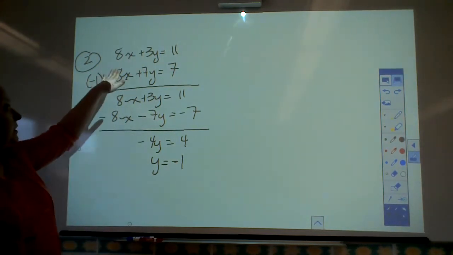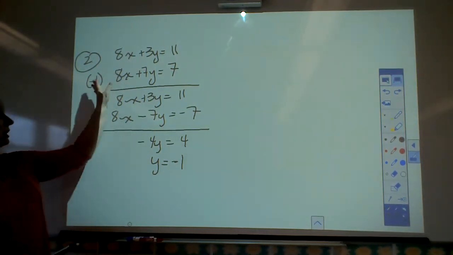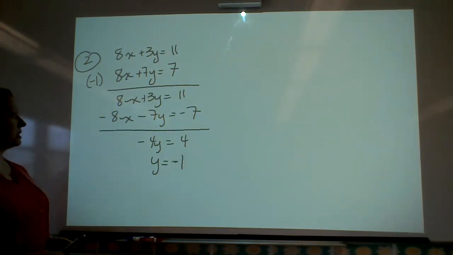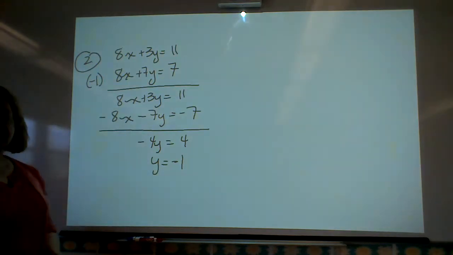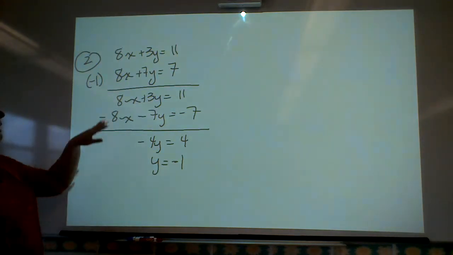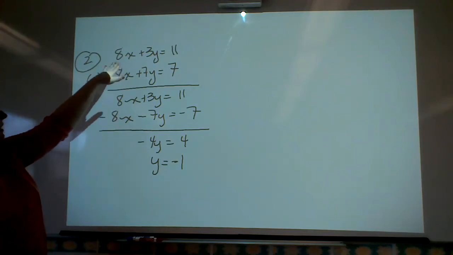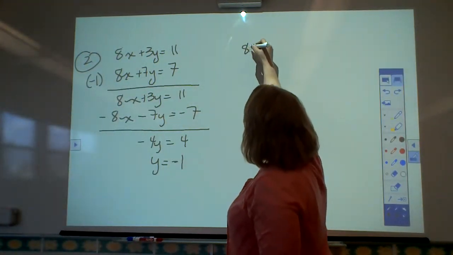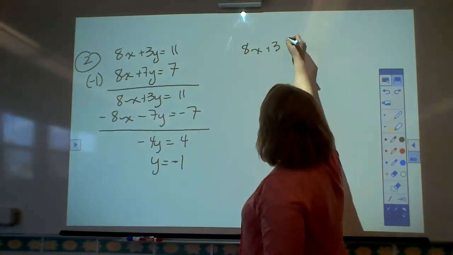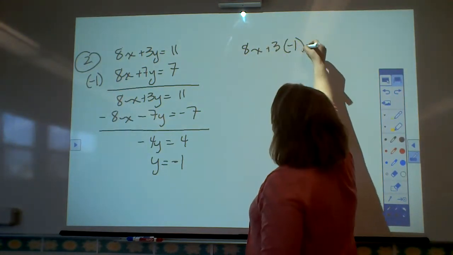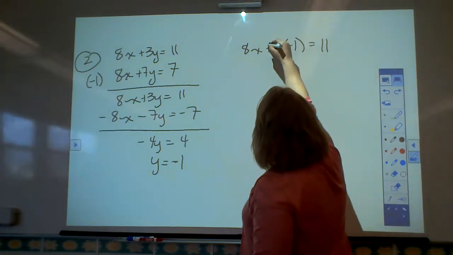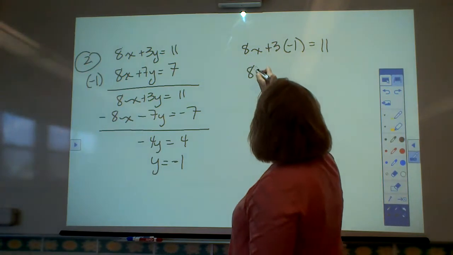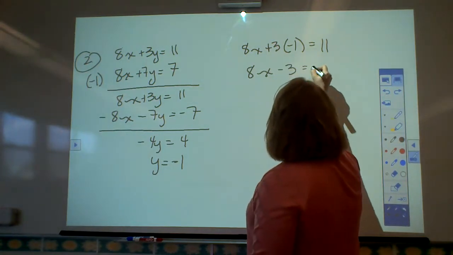So I just noticed that the 8's were the same. I took a -1 through, rewrote the first one. There's my new second equation, added and solved for y. Okay? And then I'm going to put it in the first or the second. Let's just put it in the top equation to find x. So we have 8x plus 3 times -1 is 11. Okay, and we're just going to go ahead and solve that. So 8x minus 3 is 11.